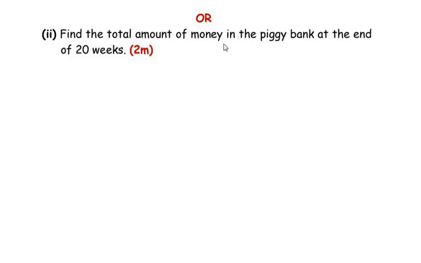Find the total amount of money in the piggy bank at the end of 20 weeks. So now in this case we have to find out the total amount, that is total money collected in the piggy bank at the end of 20 weeks. So now we have to generate the sequence in terms of the money collected every week.